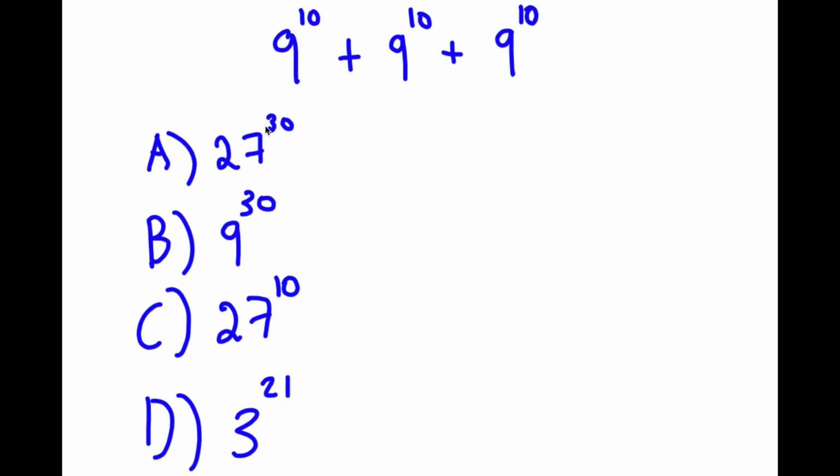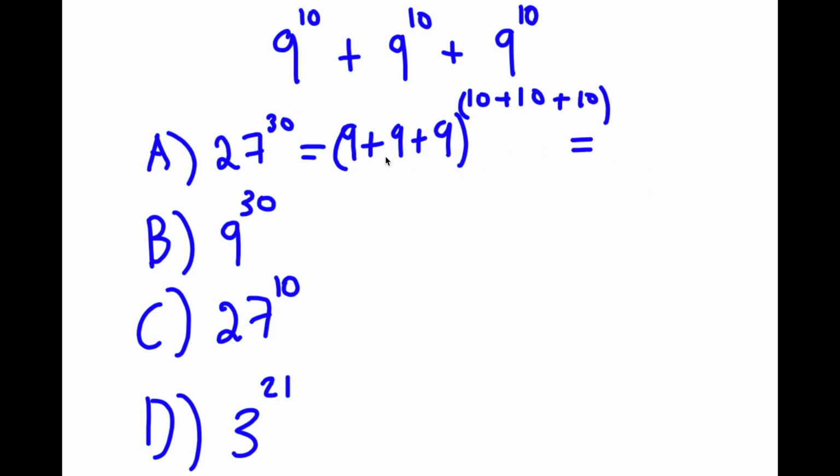So let's first start with A, which is 27 to the power of 30. So to get this, what has likely been done is they added all of the bases as well as the exponents. And 9 plus 9 plus 9, that's 27. 10 plus 10 plus 10, that's 30. So that's how they got the answer. And this is actually wrong. That's not the right way to add exponents.